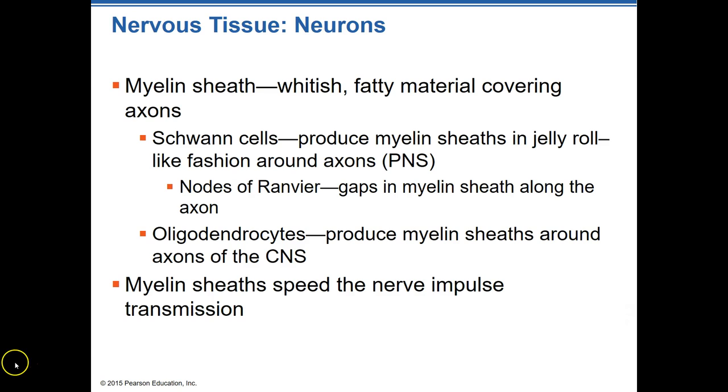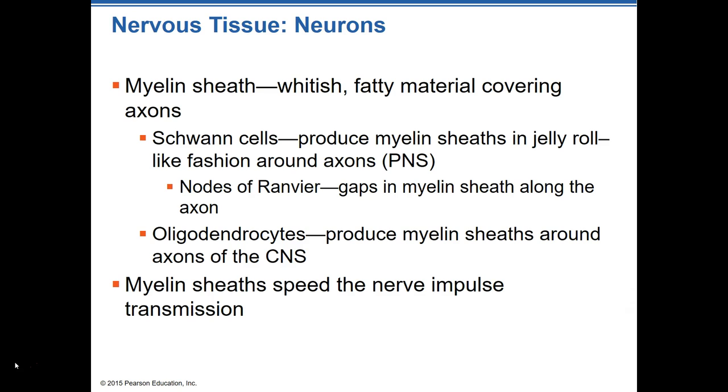All right. Myelin sheaths are a whitish fatty material covering the axons. We talked about this. The ones that we typically think of are the ones in the peripheral nervous system that are covered by the Schwann cells that wrap around those. And those little nodes, the little spots that it leaves on there, are called the nodes of Ranvier. And then there are the gaps, those nodes along the way. Oftentimes we just call them the nodes or the gaps, you know, in between there.